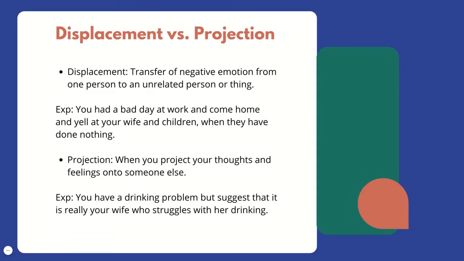Projection: when you project your thoughts and feelings onto someone else. I'm not displacing it onto them. I'm projecting my feelings and associating them to you. Example here: you have a drinking problem, but suggest that it is really your wife who struggles with her drinking. So I don't have a drinking problem. It's you that has a drinking problem.